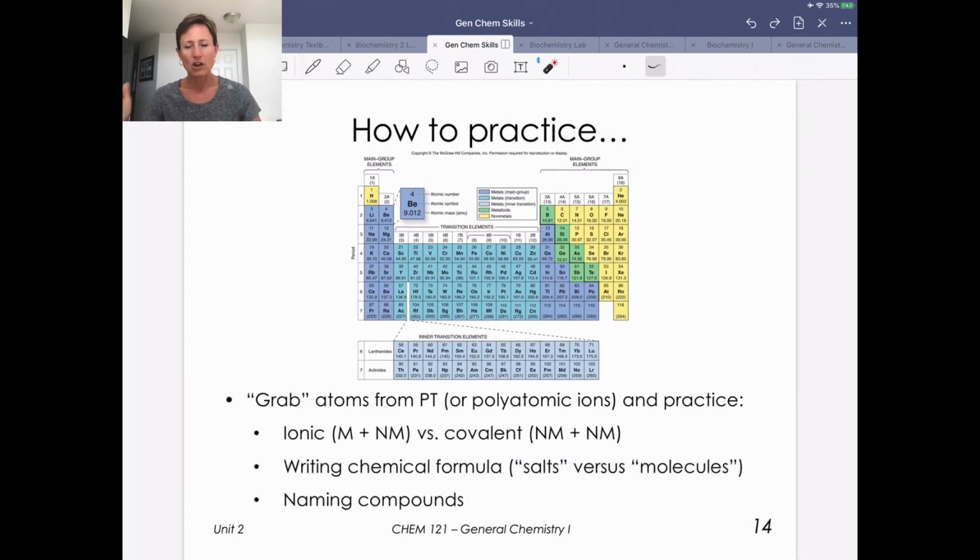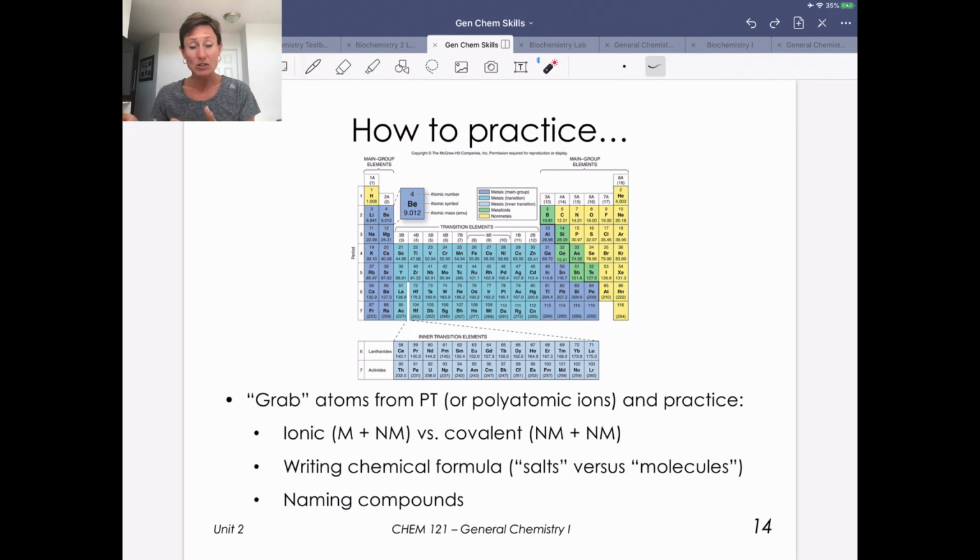All right, so I know it's an intense skill, right? How do you practice this? We're going to do this a little bit in class where we'll practice grabbing atoms from the periodic table or grabbing a polyatomic ion, and then ask yourself the question, if I have these two elements, what am I going to make? Did I grab two nonmetals and I'm going to make a covalent compound? Did I grab a metal and a nonmetal, and then I'm going to have an ionic compound?